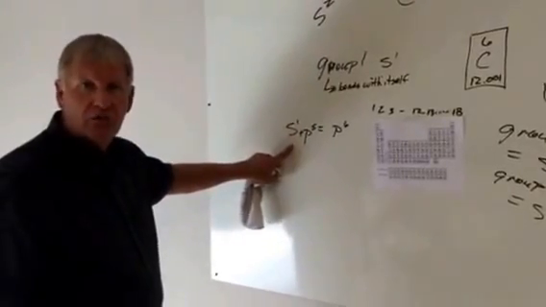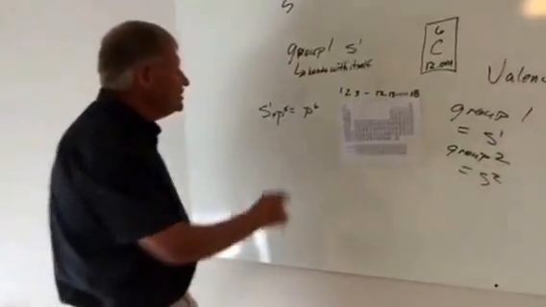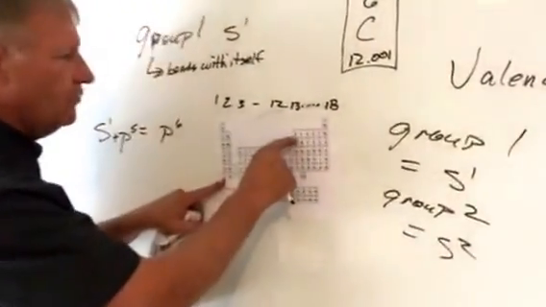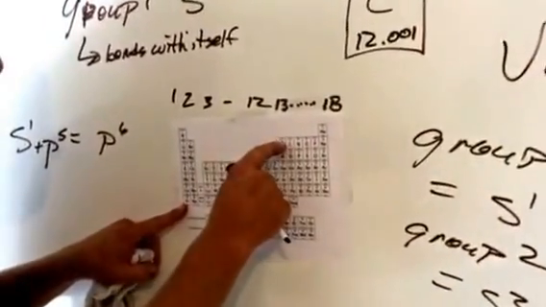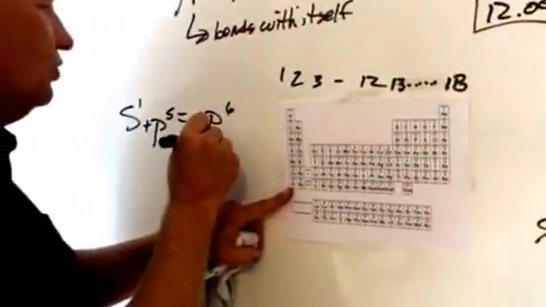An electron is an electron is an electron. It doesn't know if it's an S or a P. Oh, so look at this. Group 1 is going to bond over here with which one of the P's? P1, 2, 3, 4, 5. Oh, it's going to bond with group 17.